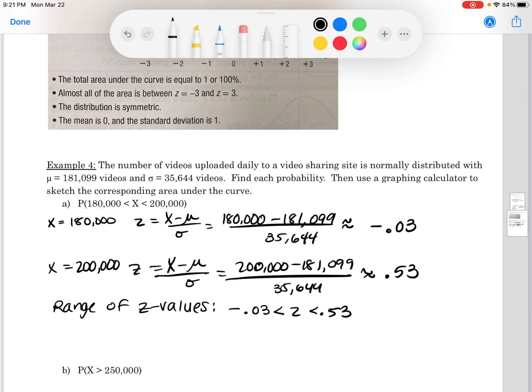If we can find the area under the curve, and what I mean by that is, if this was normal and our middle is 0, we're going down negative 0.03 and up 0.53. I need to know the area from here to here. If I can figure out this area, that's going to be my probability. So I can use my calculator to do this for me.